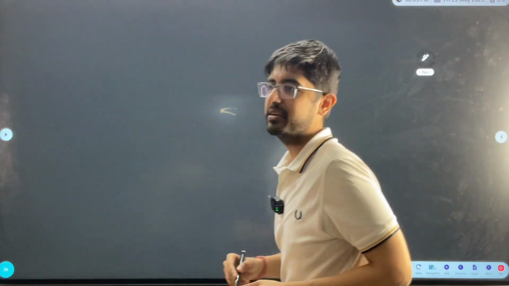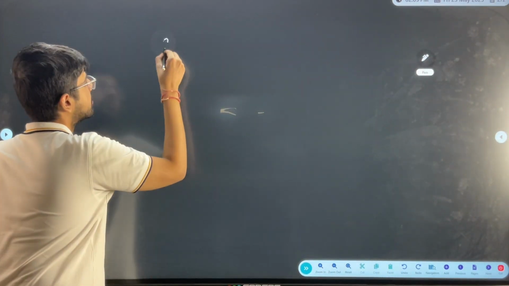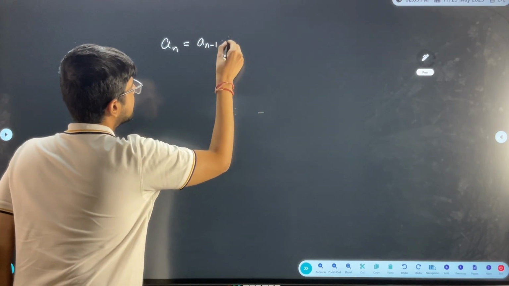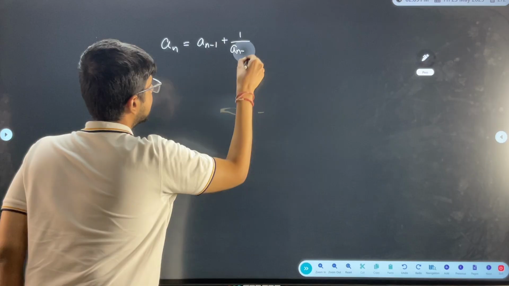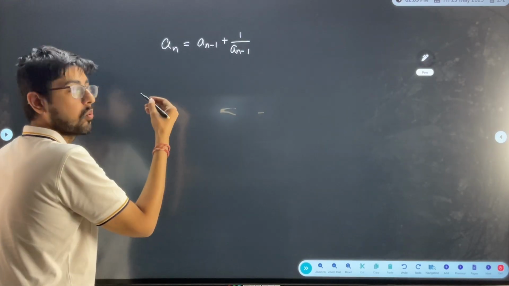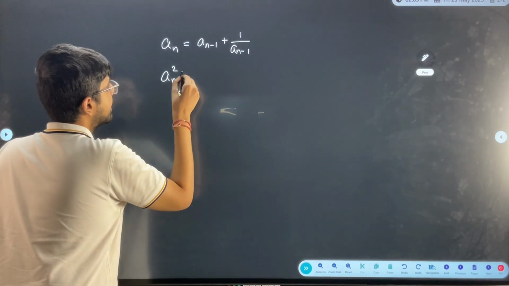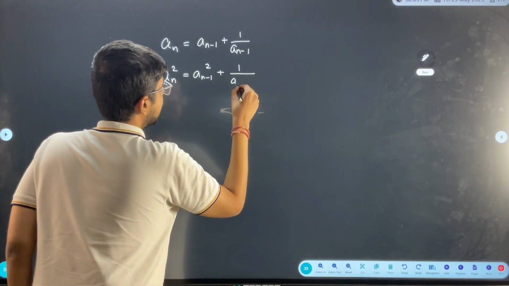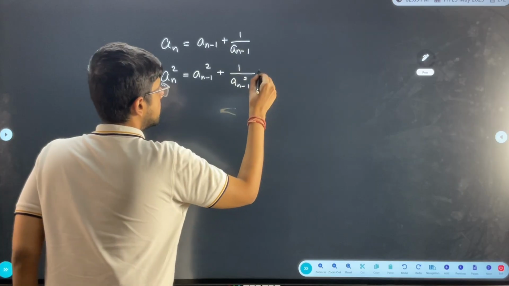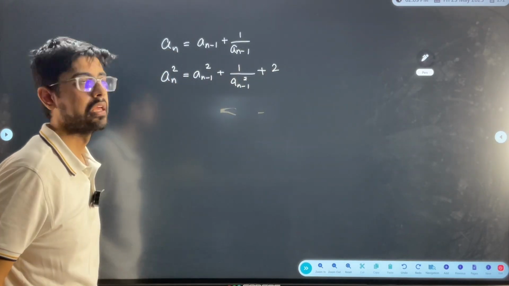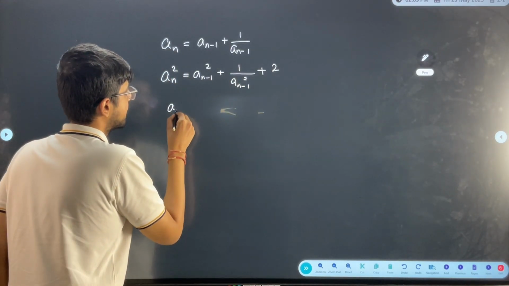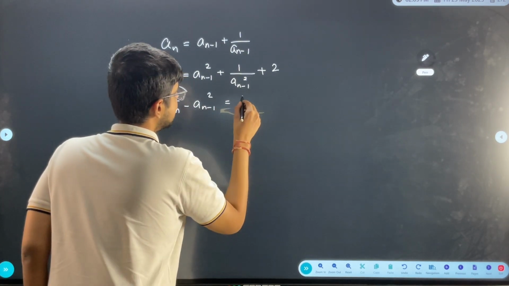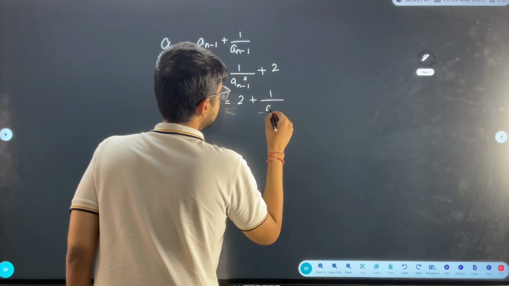Let's look at it. We know that an is equal to an minus 1 plus 1 by an minus 1. So, if I square both sides, I have an square is equal to an minus 1 square plus 1 by an minus 1 square plus 2. And I can say an square minus an minus 1 square is equal to 2 plus 1 by an minus 1 square.